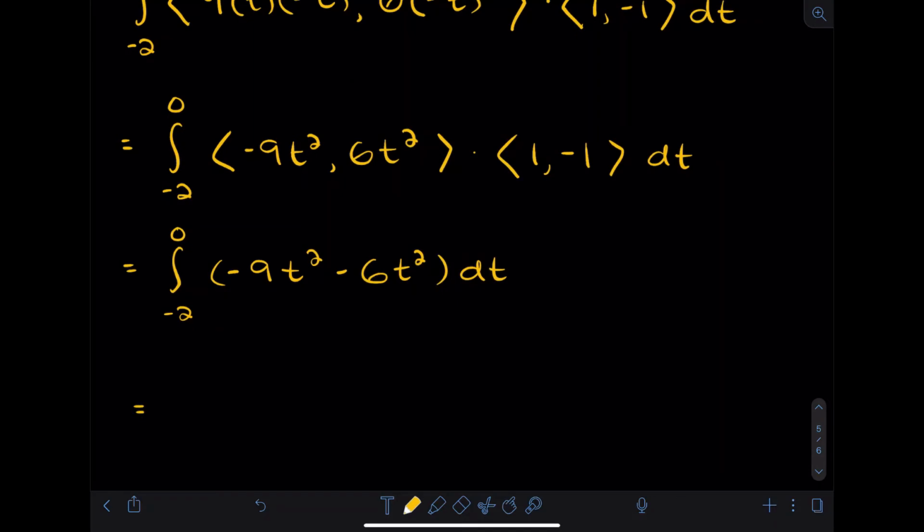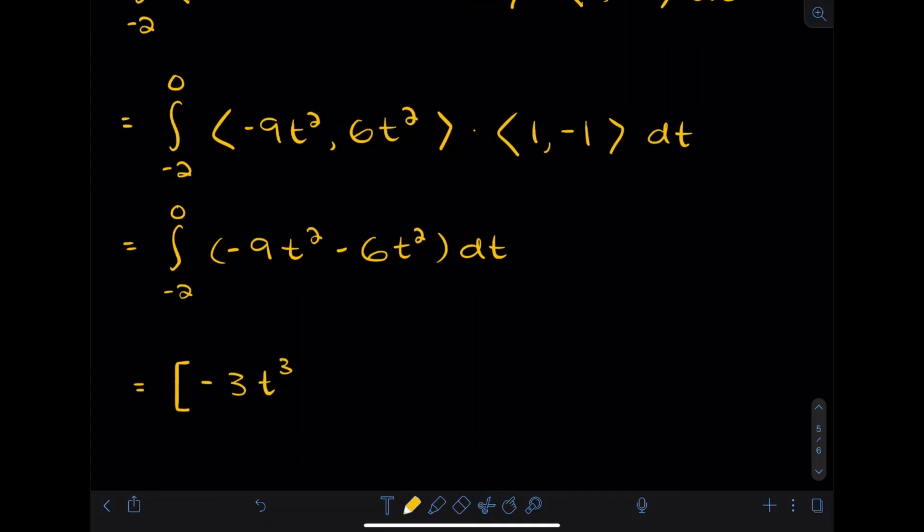So what do we have here? Well, we want to increase the exponent there to t to the 3, and then divide by 3, so we'll have negative 3 t to the 3, and then over here, we're going to have minus 2 t to the 3. And actually, let me correct myself, because there was no need to do that.